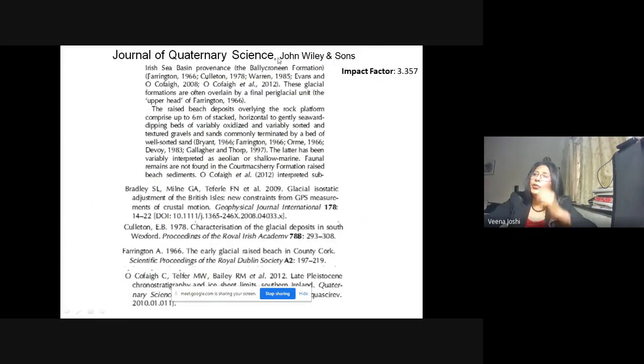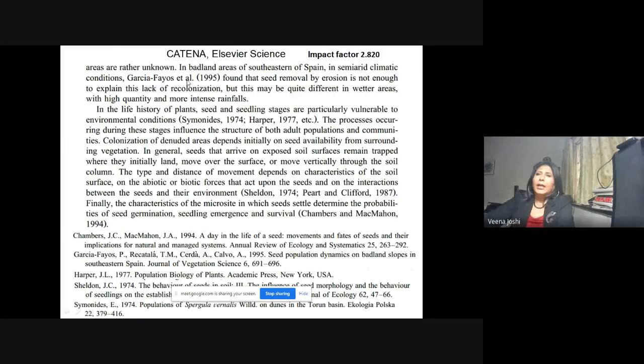Journal of Quaternary Science, John Wiley and Sons, impact factor this. Look at their format. So in the body of the text, whatever you cite, not even one can be missed. And when you write, you will follow a format, and there are so many formats. I'll show it to you. Catena, they are all from geomorphology, impact factor this. How it is written here, how it is cited here.